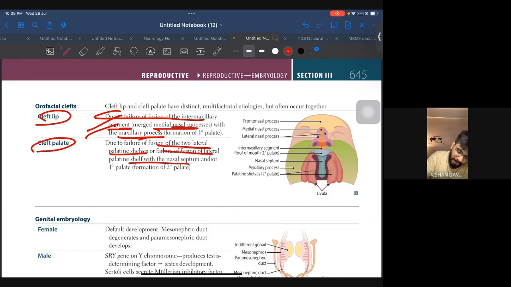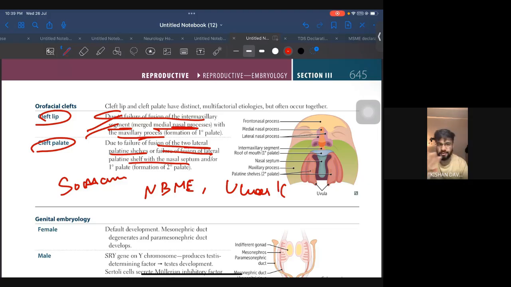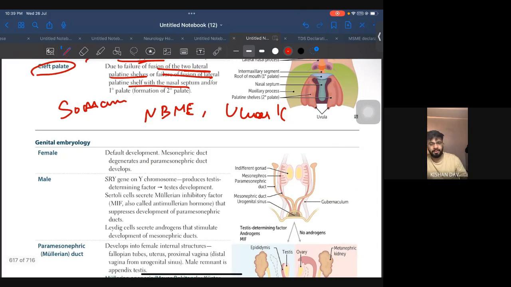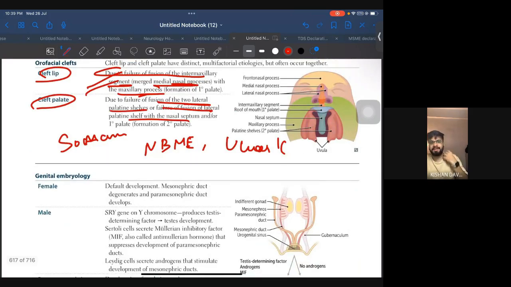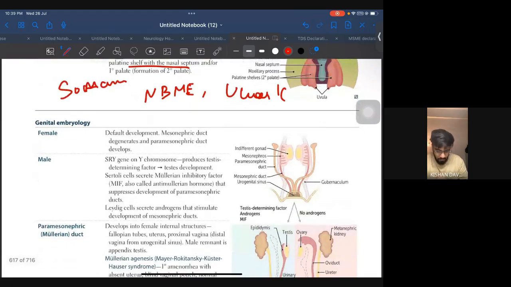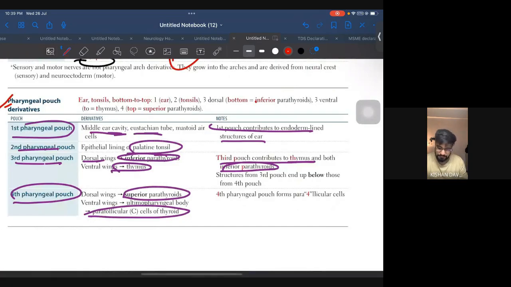Okay guys, so many questions have been asked in NBME as well as UWorld. You have to remember this failure of fusion. That's it, और कुछ भी नहीं. So that was all about the basic embryology, pharynx ka development, every week development of a baby and all those stuff. Now we'll go to the genital embryology, female, male.